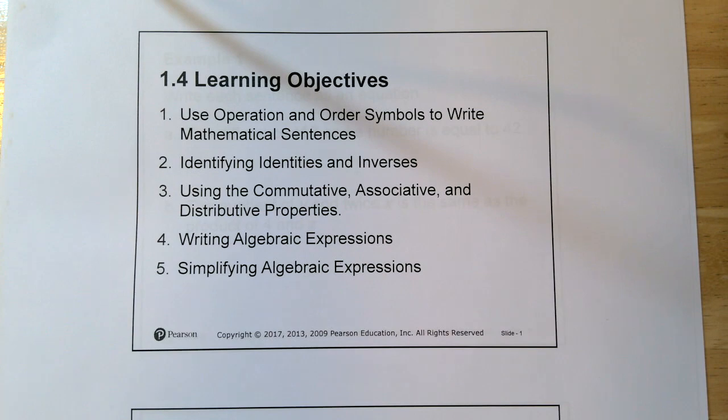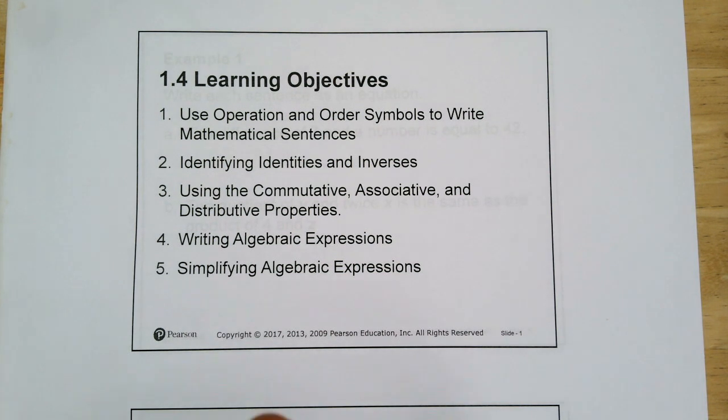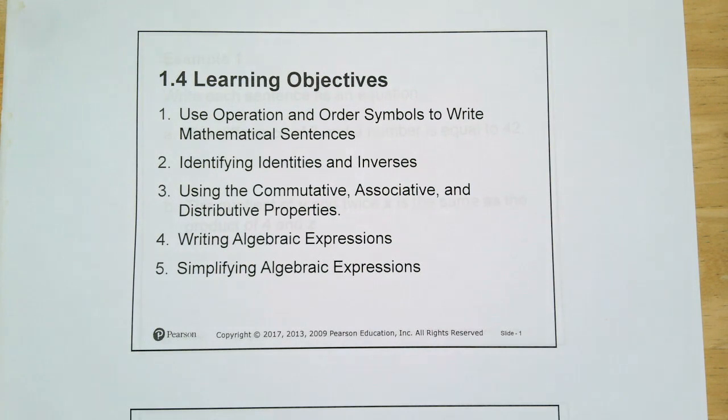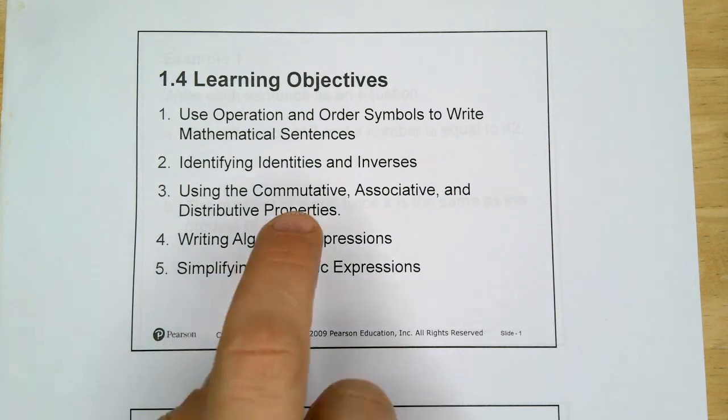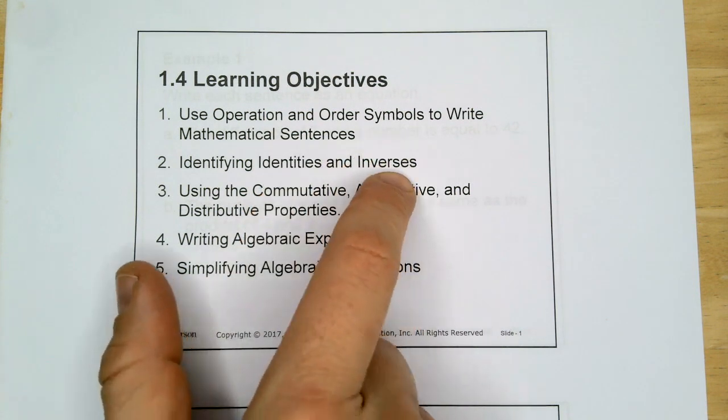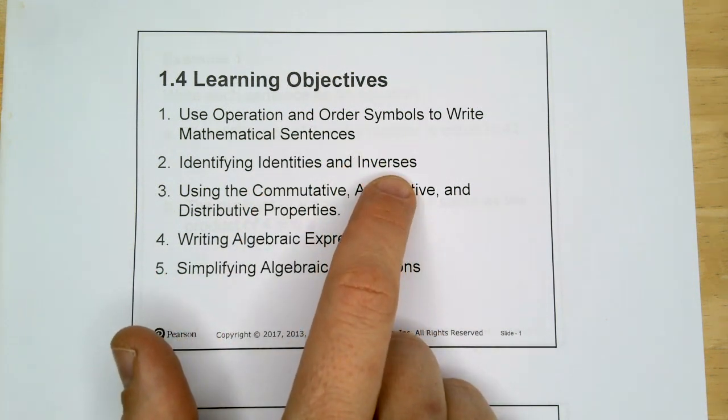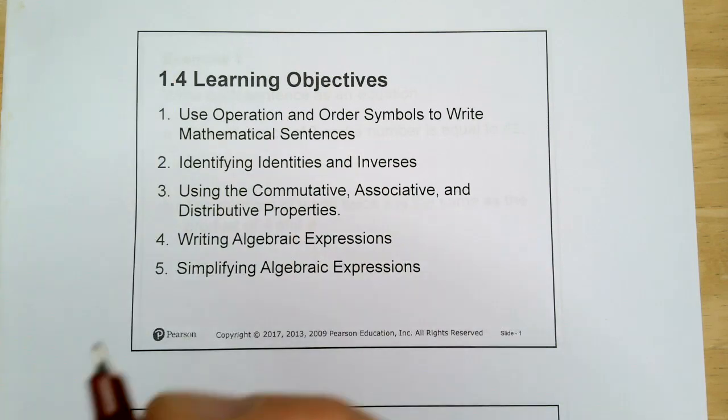We switch over to, no, sorry, our learning objectives. So today we are going to just talk about mathematical sentences. We've already translated, right? We'll just talk about the equality, the language of equality, using operations and order symbols. You will identify identities and inverses. I know that sounds confusing, identifying an identity, but an identity is a math term.